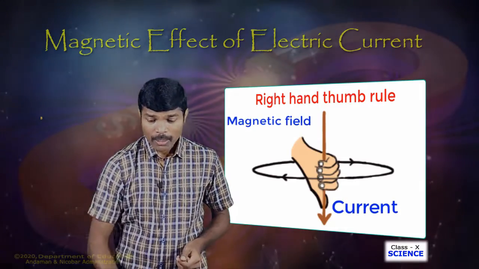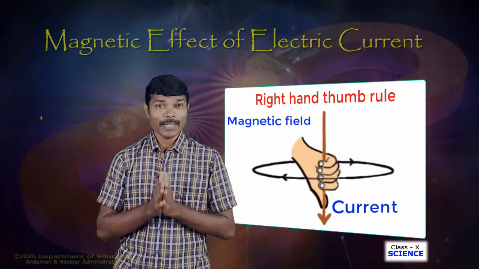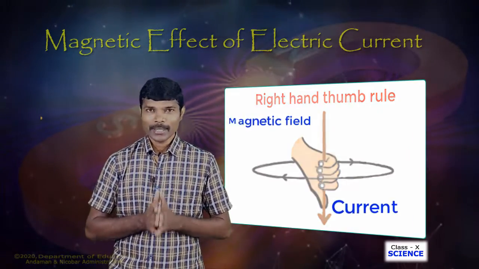So by using the right hand thumb rule we can easily find the direction of the magnetic field in a straight current carrying conductor. Understood, children?